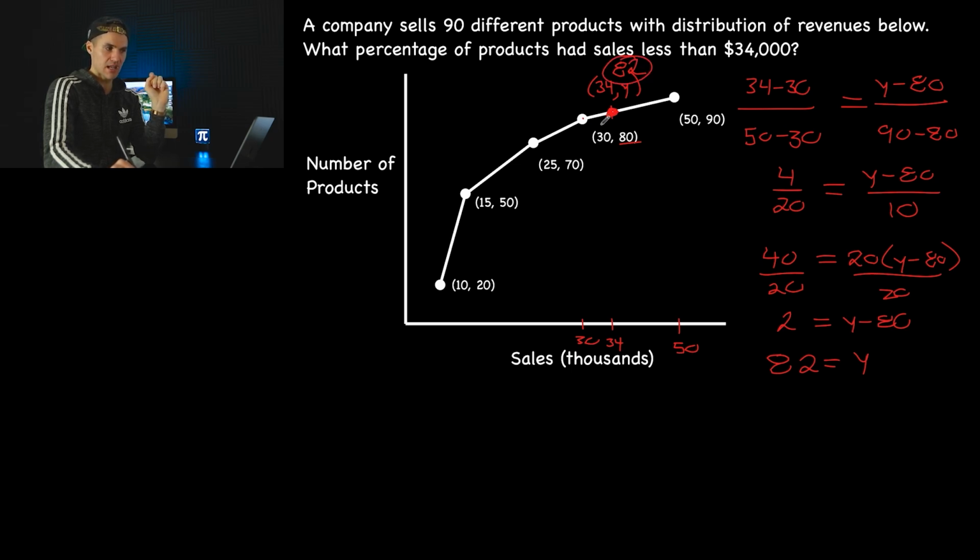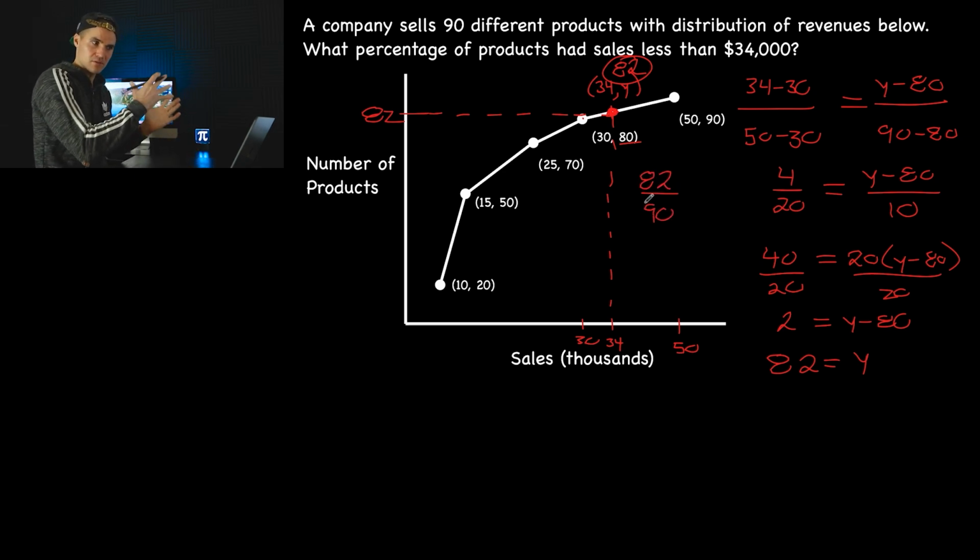So up until this 82 number of products, okay, at 82 products, the company is making $34,000 in sales. That's what we just solved there. But they're asking what percentage of products has sales less than $34,000. So what we would do, well, we know it's going to be the 82 out of the 90, right? Basically, all of those products up until that 82 is going to give us that $34,000 in sales.